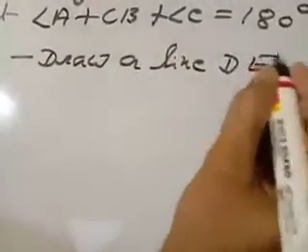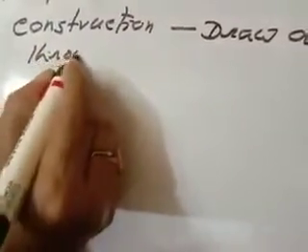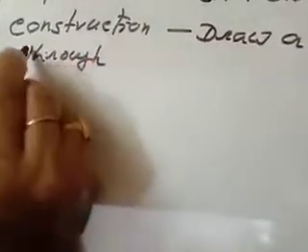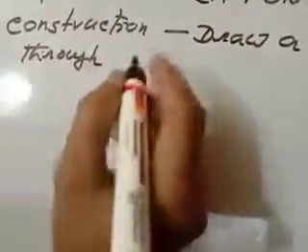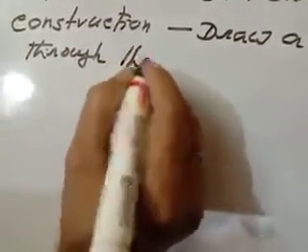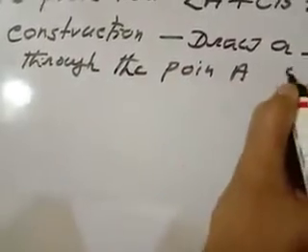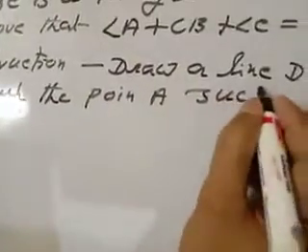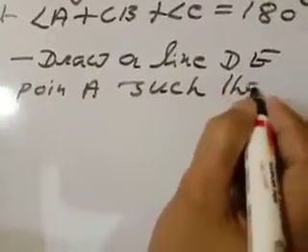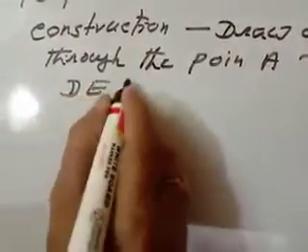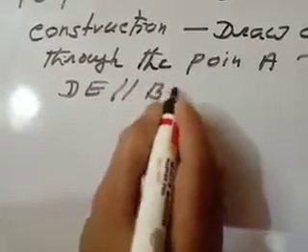through the vertex, or you can also write, through the point A, such that DE will be parallel to BC.